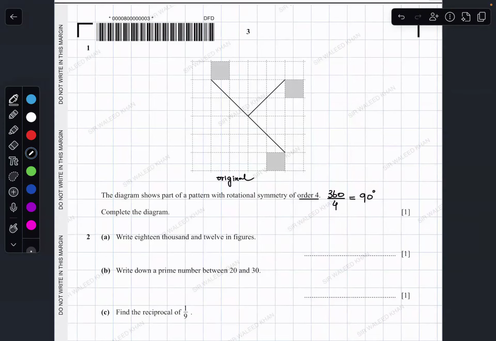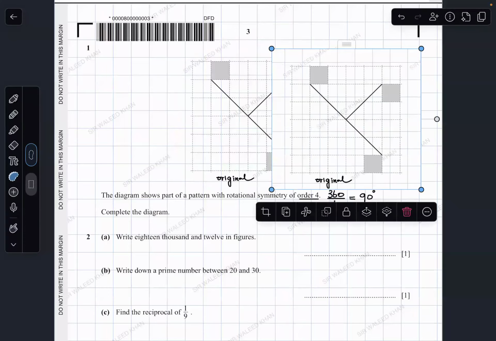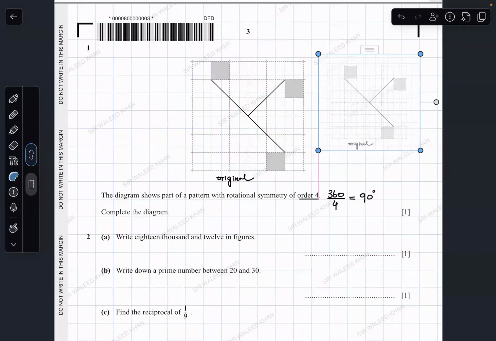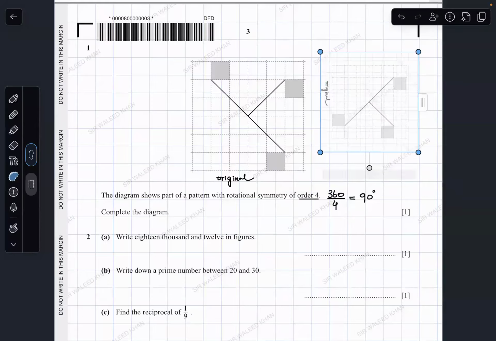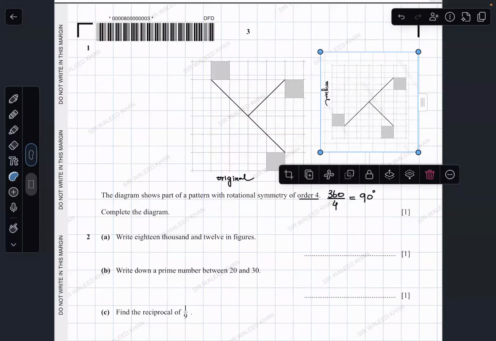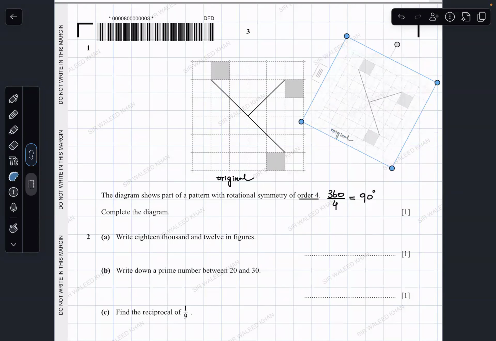Whenever the order of rotation symmetry is given, just divide 360 by it because one full rotation is 360 degrees, right? So this will tell you after how many degrees the rotated shape is going to match your original shape. If this is the original shape, then every 90 degrees the rotated shape is going to match it. So if I rotate 90 degrees, it should match the original shape, because उन्होंने आपको mention कर दिया the order of rotation symmetry.